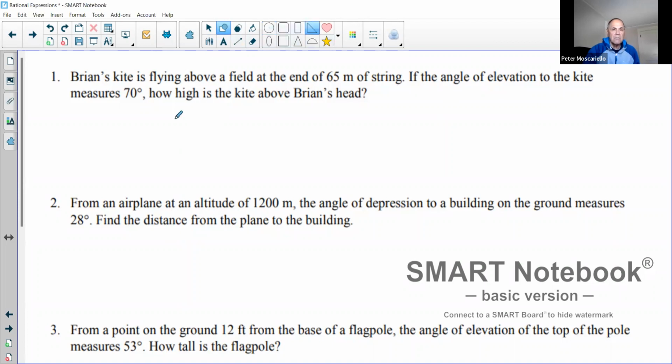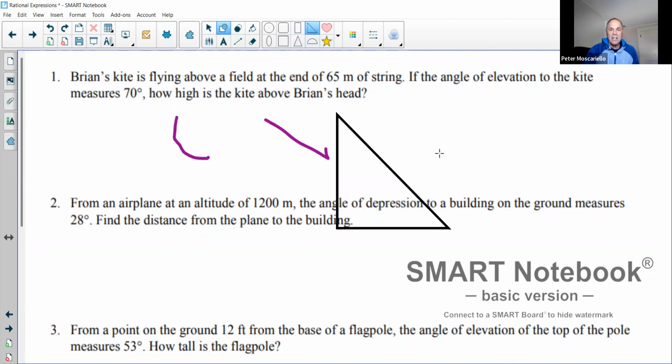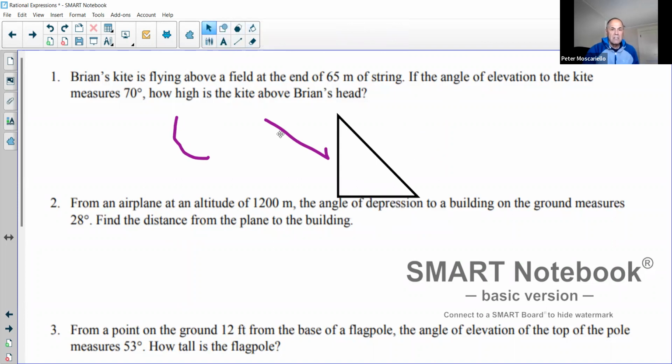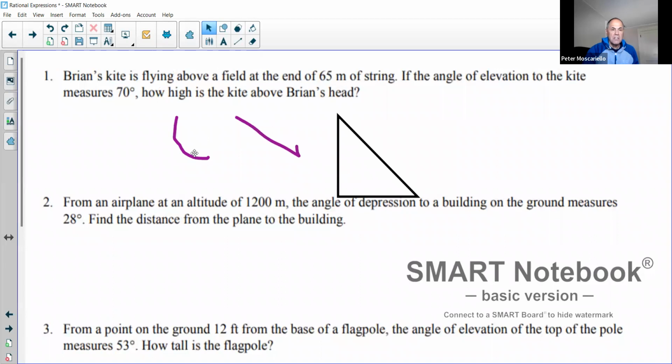So let me get a right triangle. Oh, that's not a right triangle. That's not a right triangle. That's a right triangle. So this will be on your final exam, kids. Which is a right triangle? It's not this. It's not this. It's this. Very good.